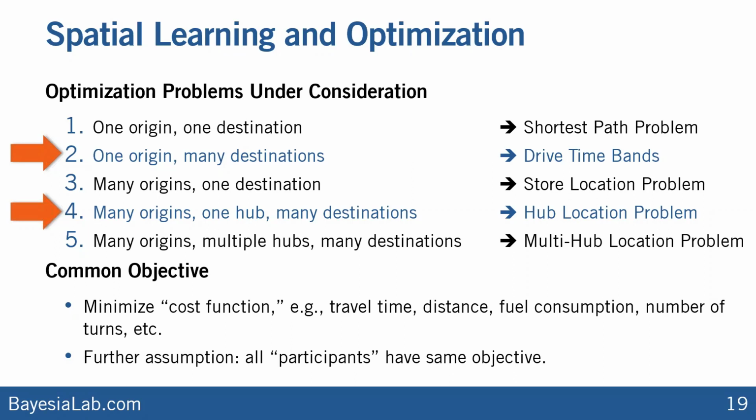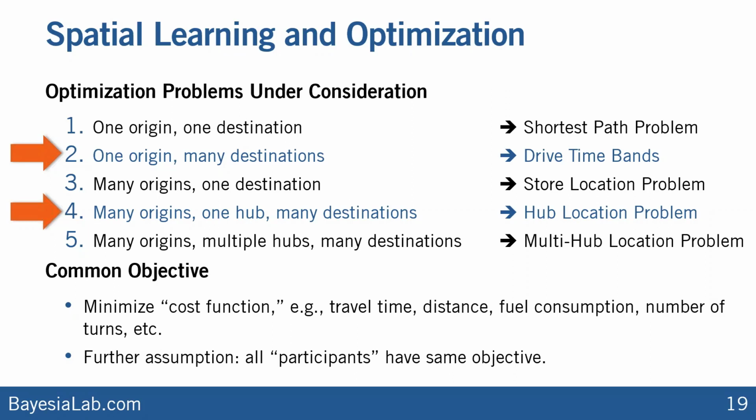We will solve that. And then finally, this is what airlines and shipping companies like FedEx and UPS probably do day in, day out. They're dealing with the multi-hub location problem. That goes beyond the scope of today's presentation.